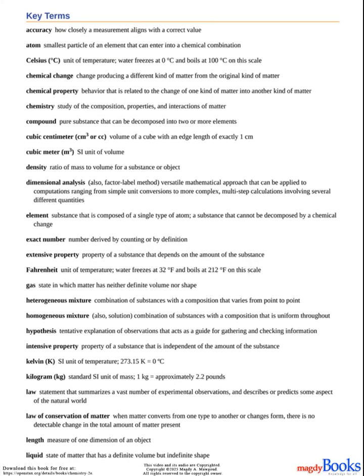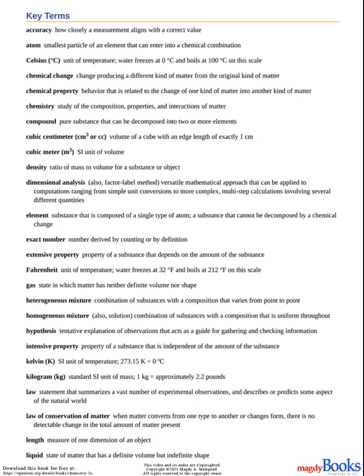Chapter 1. Key Terms and Equations. A. Key terms. 1. Accuracy. How closely a measurement aligns with a correct value. 2. Atom. Smallest particle of an element that can enter into a chemical combination. 3. Celsius, degrees Celsius. Unit of temperature. Water freezes at 0 degrees Celsius and boils at 100 degrees Celsius on this scale.